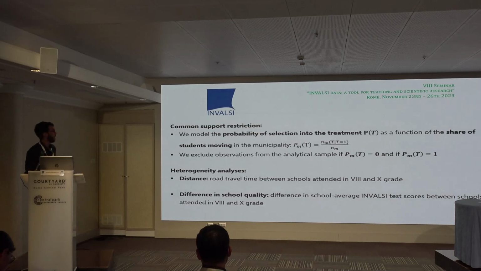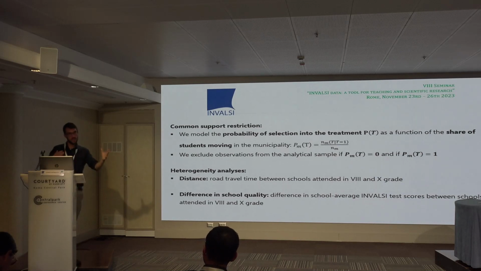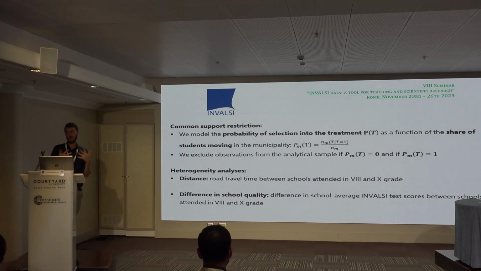We also specify a restriction for common support. Indeed, depending on the share of students moving in a given municipality, there are different probabilities of being treated, so of moving. So we exclude from our sample those individuals who are in municipalities in 8th grade where nobody moves, so there are no peers moving, or all peers are moving. In this way, we are able to compare two populations which are not that heterogeneous, but have the same, let's say, probability of experiencing school mobility.